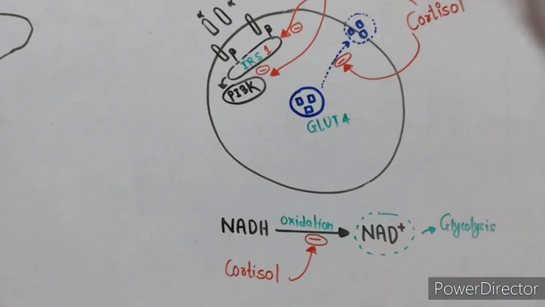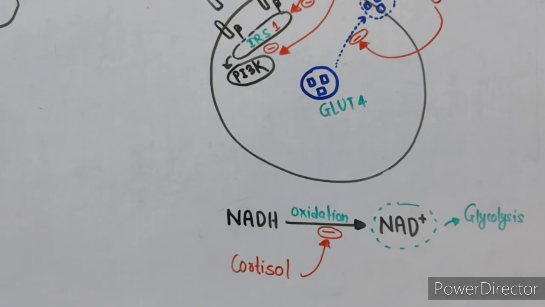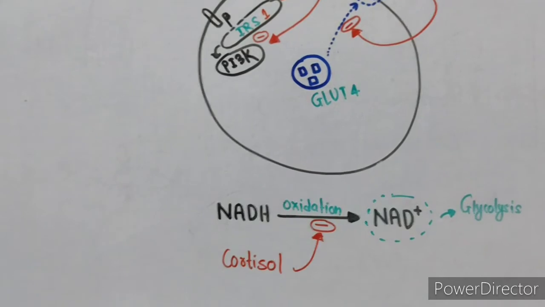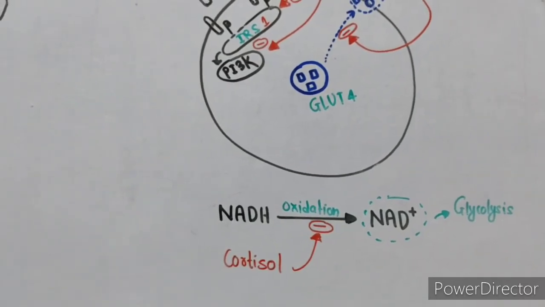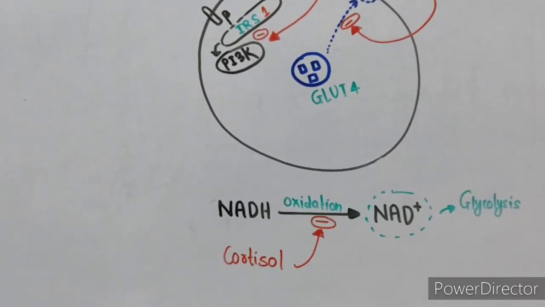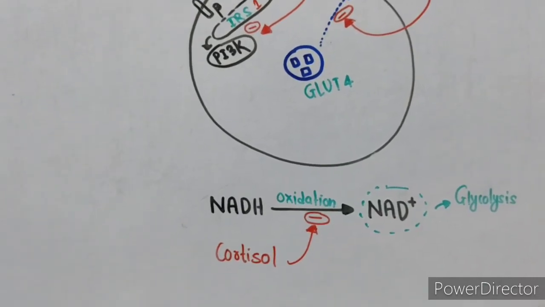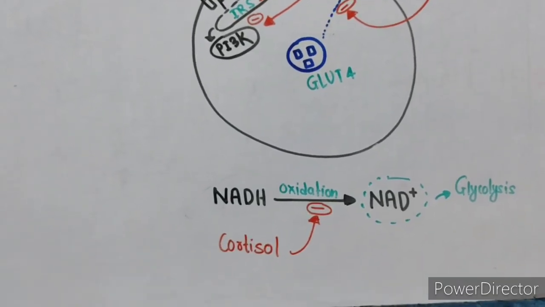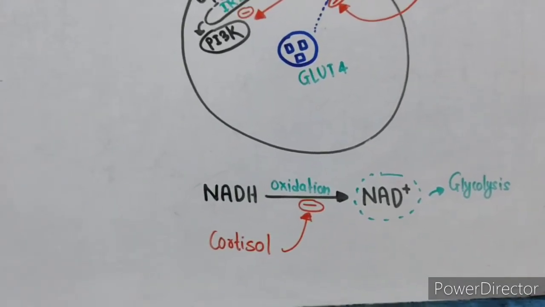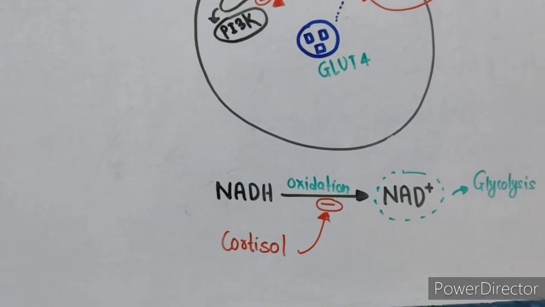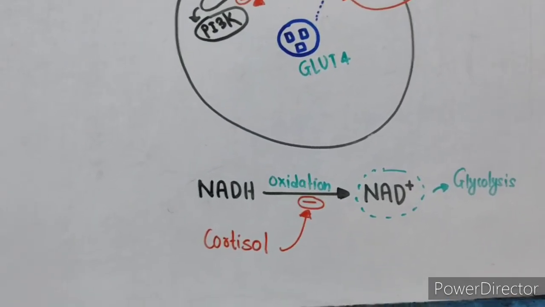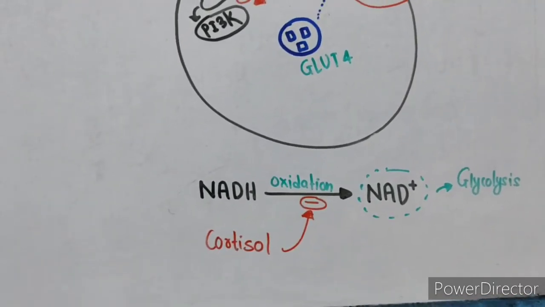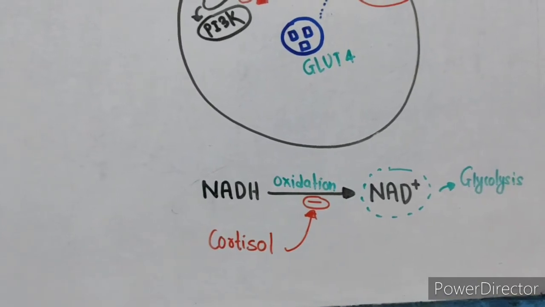Next, NADH is oxidized into NAD+, and this NAD+ has a key role in glycolysis. Glycolysis cannot proceed forward if there is less NAD+. If there is increased NADH and decreased NAD+, then glycolysis will run in the reverse pathway. So cortisol inhibits the oxidation of NADH into NAD+. NAD+ will be less and glycolysis cannot proceed forward. Glycolysis means utilization of glucose.